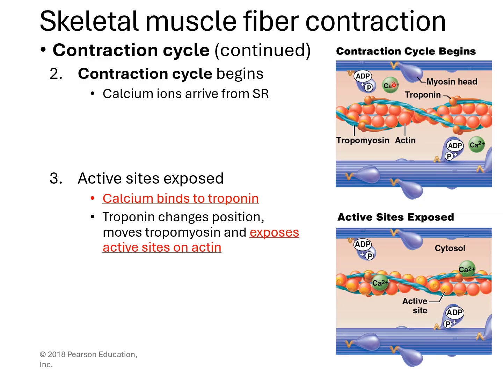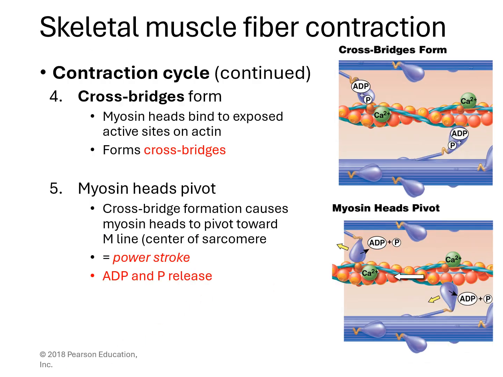Calcium gets released. It will then bind to the troponin molecule, and you can see the troponin right there. The calcium will go over the troponin and bind to it, and then the troponin will move the tropomyosin, which is that string, and then it will have the active sites on the actin molecules be exposed. Once they're exposed, it gets us to the next step.